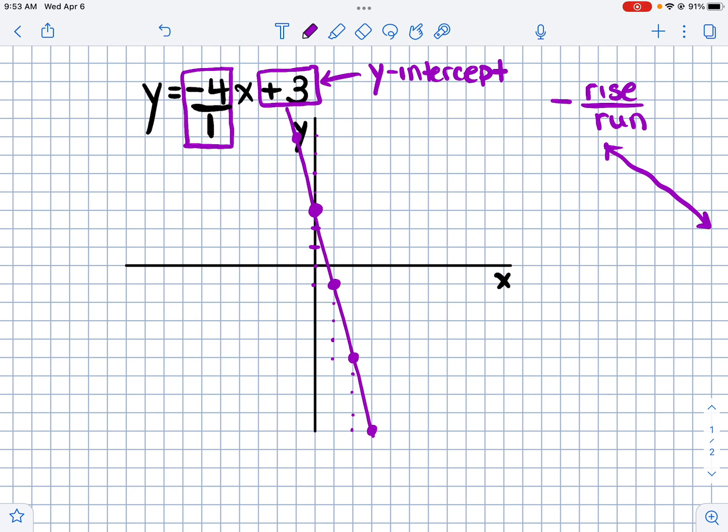And then I could connect those points to make the line if I want to. I always like to put arrows on the end of my line too, because that graph, that relation keeps going in both directions forever and ever. So that's how you could graph from an equation.